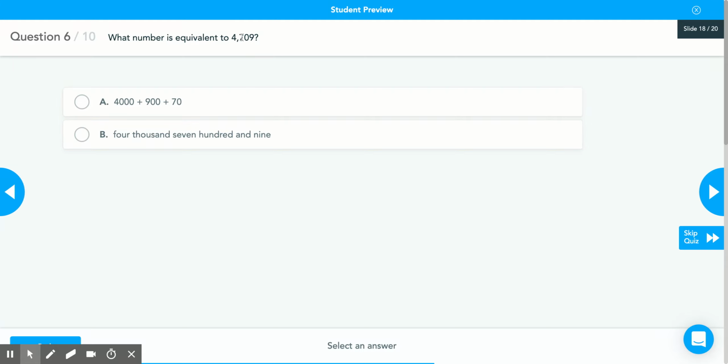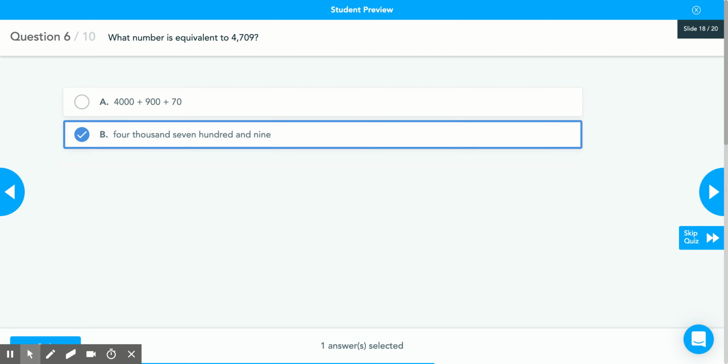Next, we have in the hundreds place a 7, which is 700. So in A, it says 900, which is incorrect. But in B, it is written out as 700, which is correct. And then there's a 9 in the ones place, which makes B correct so far also again.